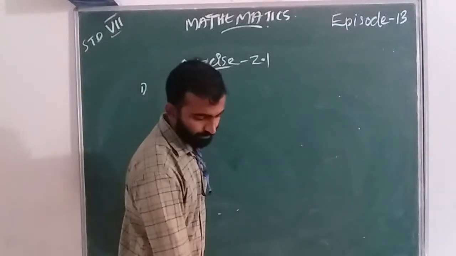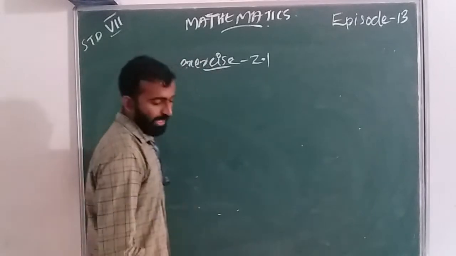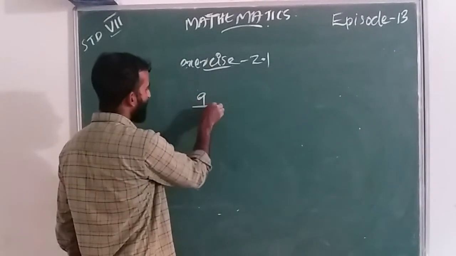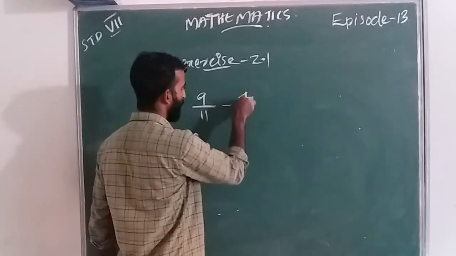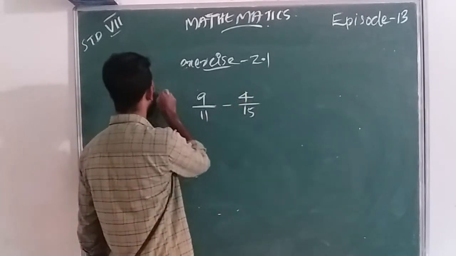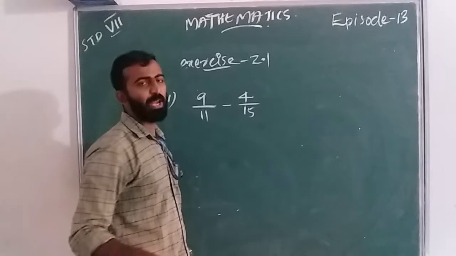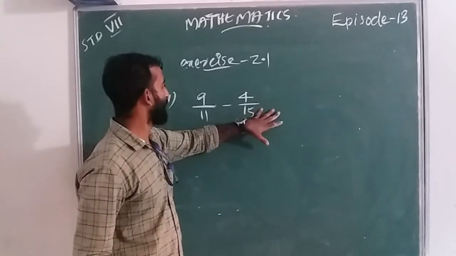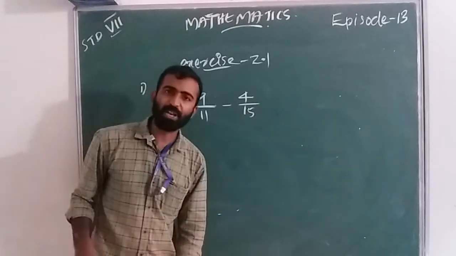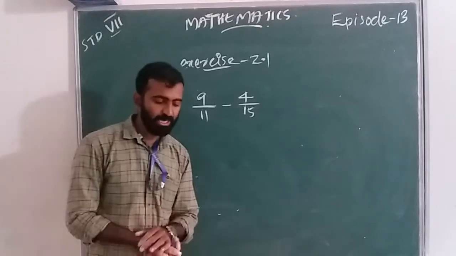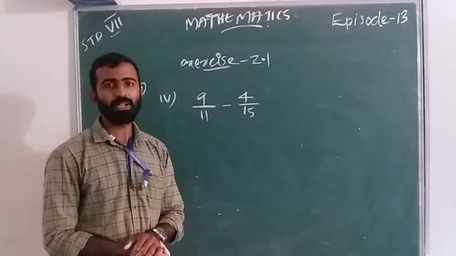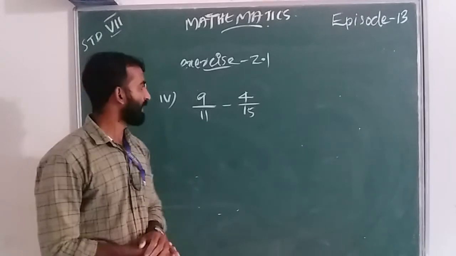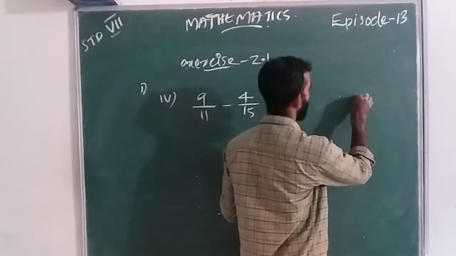The fourth one is 9 by 11 minus 4 by 15. So here we want to take the LCM. What is the LCM?